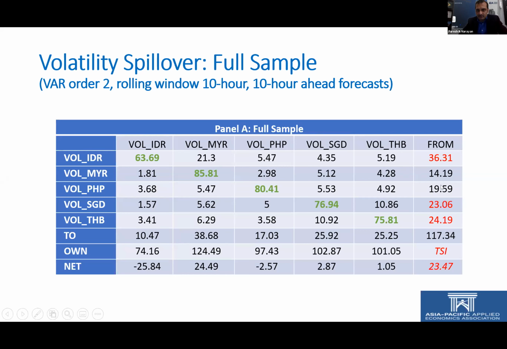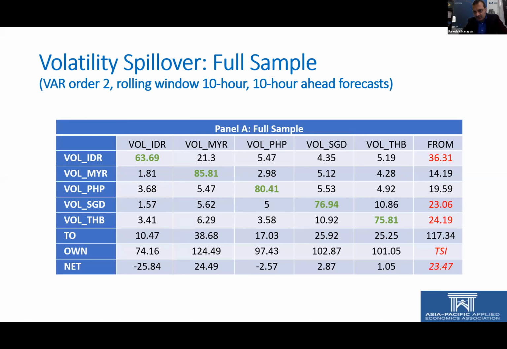The way to think about this is, if we look at 36.31, the interpretation is that for the volatility of the Indonesian exchange rate, 36% of the variance is coming from other exchange rates.